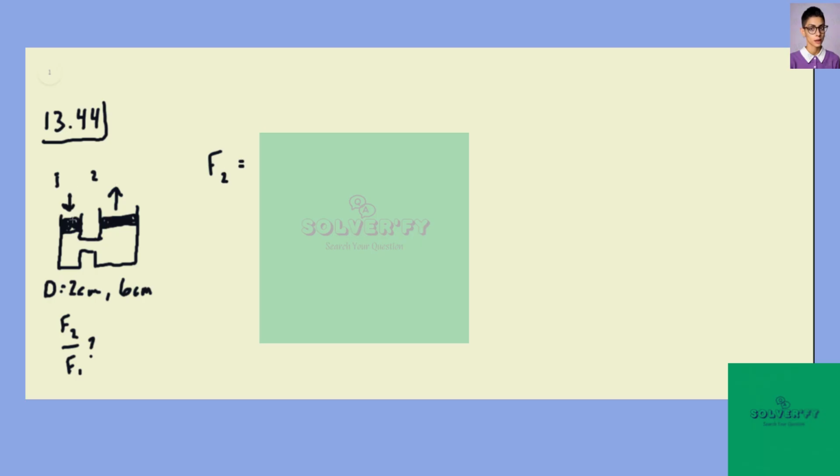So the force that is being, let's do 1 first. The force on 1 is going to be the pressure, or the change in pressure from displacing that, times area 1. So pressure times pi d1 over 2 squared.